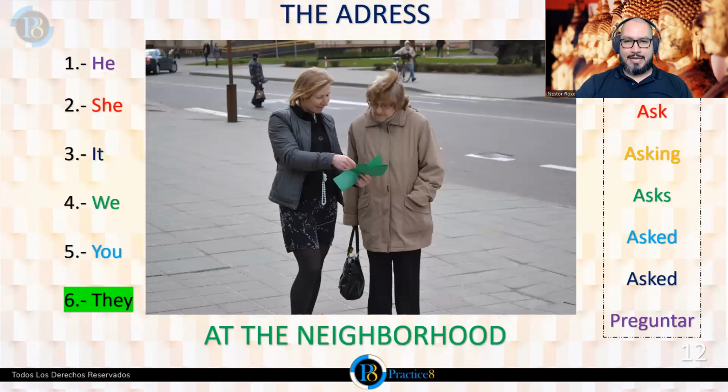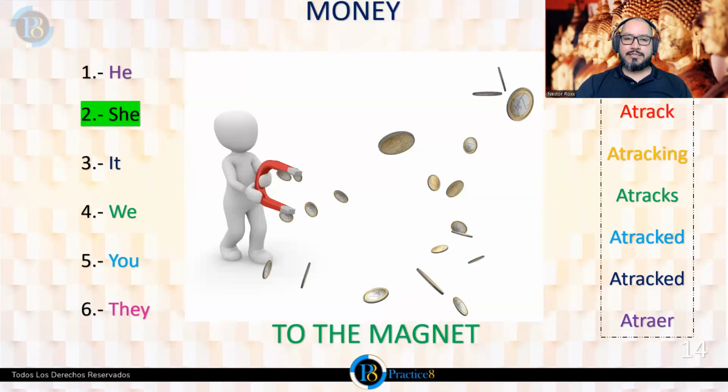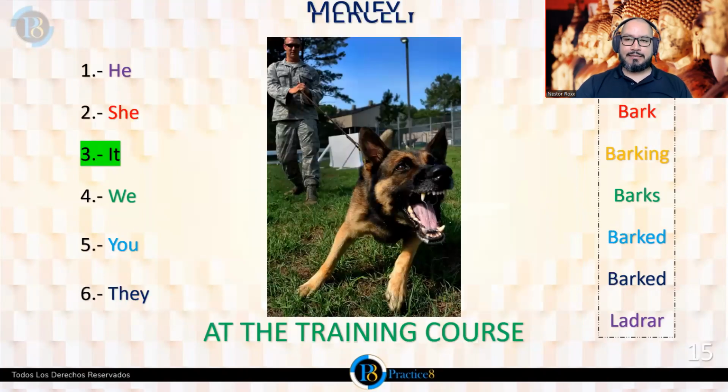They mustn't ask the address at the neighborhood. He must attack the trainer at the field. He mustn't attract money to the magnet. It must bark fiercely at the training course.